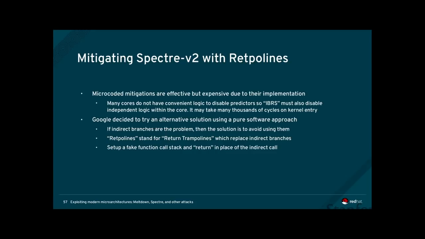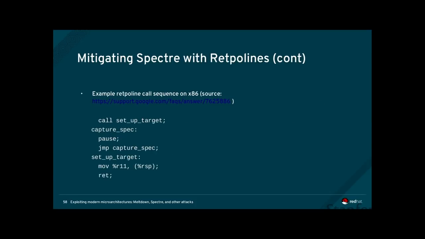If you can abuse indirect function calls with a malicious poisoning of your branch predictor, replace every indirect function call with a different piece of code that doesn't rely on the same hardware. And what Google came up with was this construct, and I'll let you read the link to the paper. There's not time to go through the code here, but the idea is that I hack the program state so that we think we're returning from a function. When we return from that function, what we're actually going to do is call the thing we wanted to call.